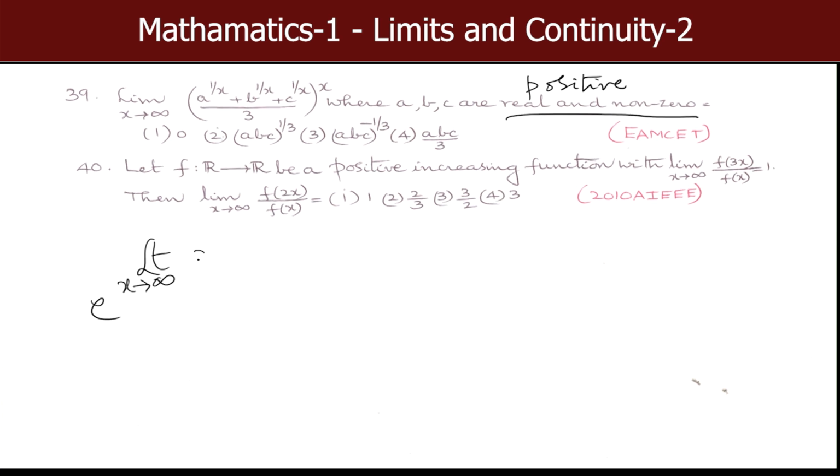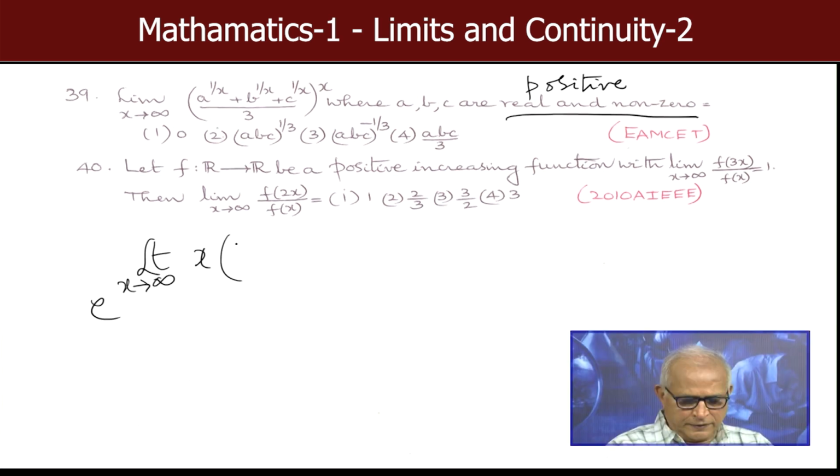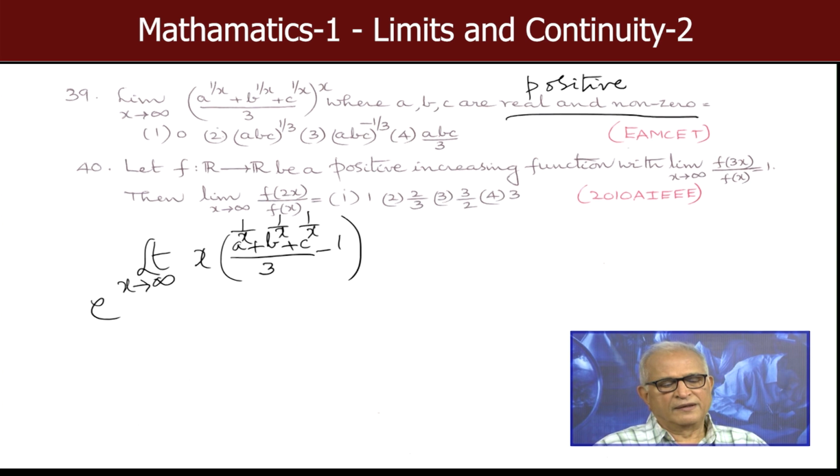x times a power 1 by x plus b power 1 by x plus c power 1 by x by 3 minus 1. f x whole power g x limit as x tends to infinity, 1 to the power of infinity form ఉన్నప్పుడు that is same as e to the power of limit x tends to infinity g x times f x minus 1.